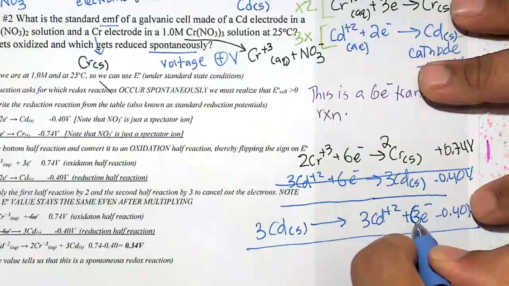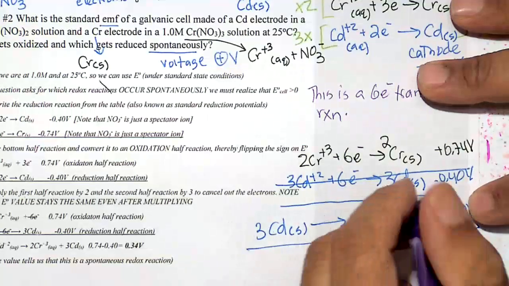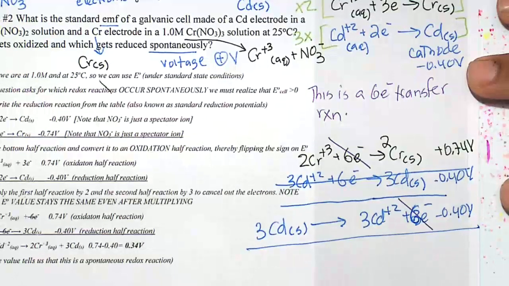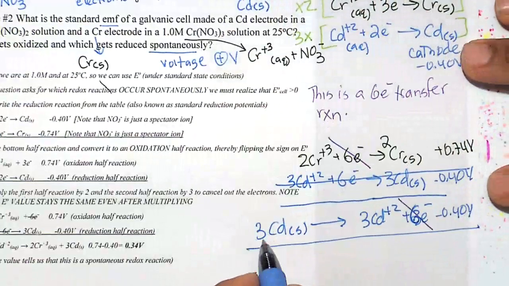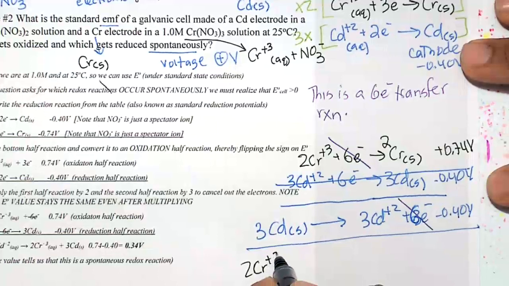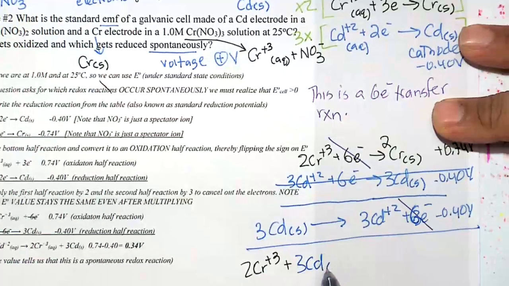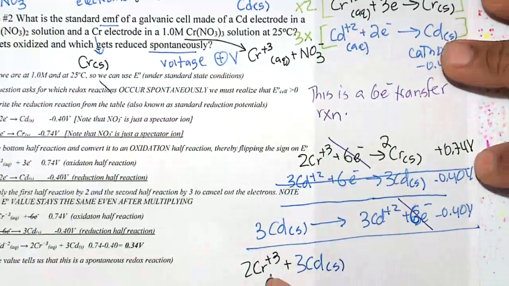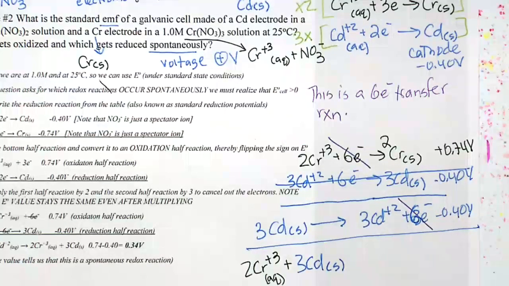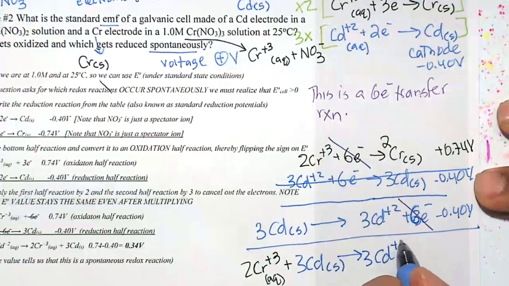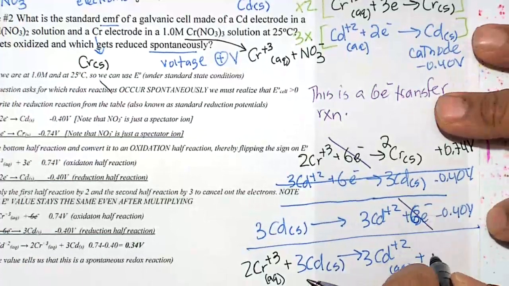Okay, so flipping the bottom half reaction, this 6 electrons cancels out with this 6 electrons. And then we get our net as 2Cr³⁺ plus 3Cd solid, and this goes to 3Cd²⁺ plus 2Cr solid.